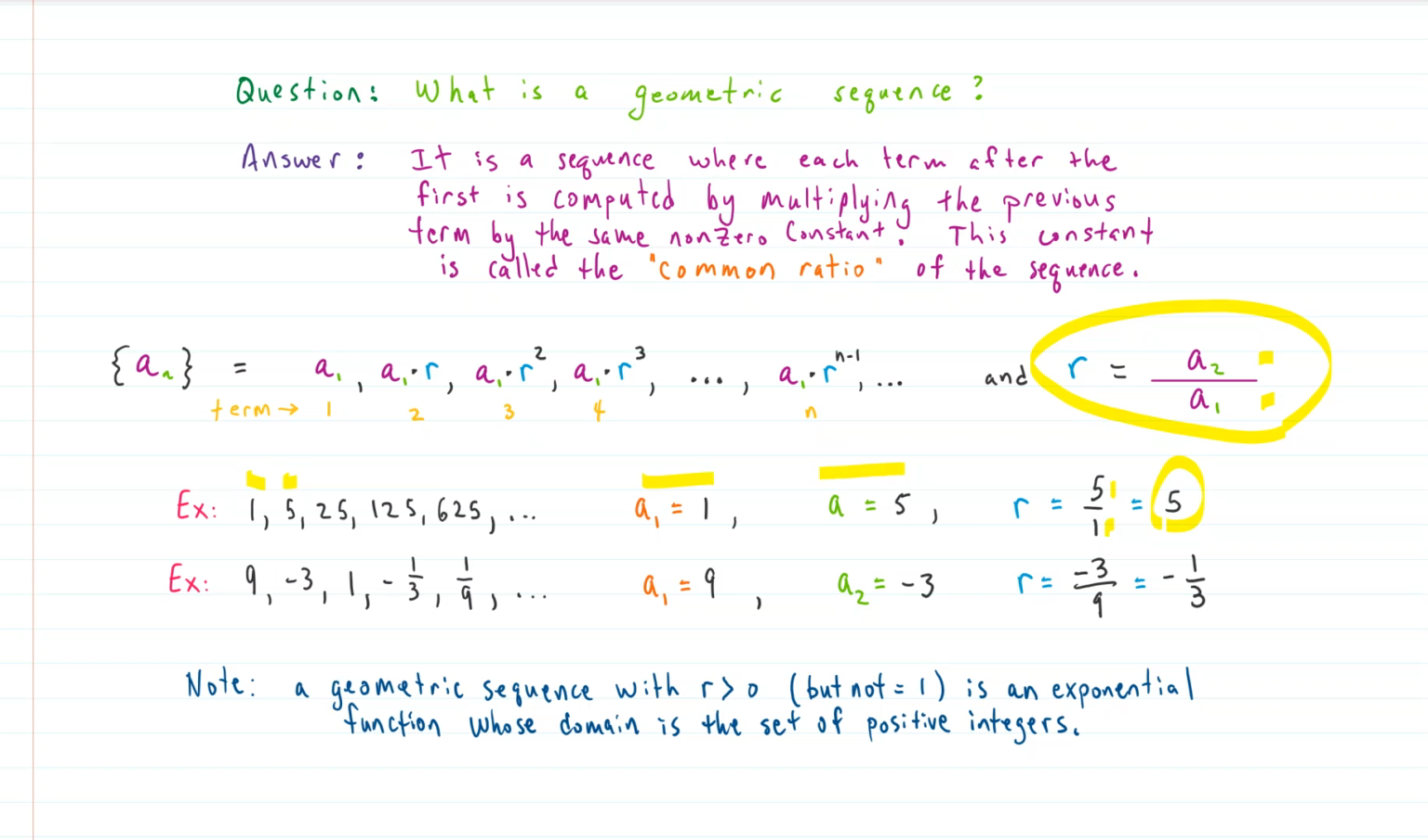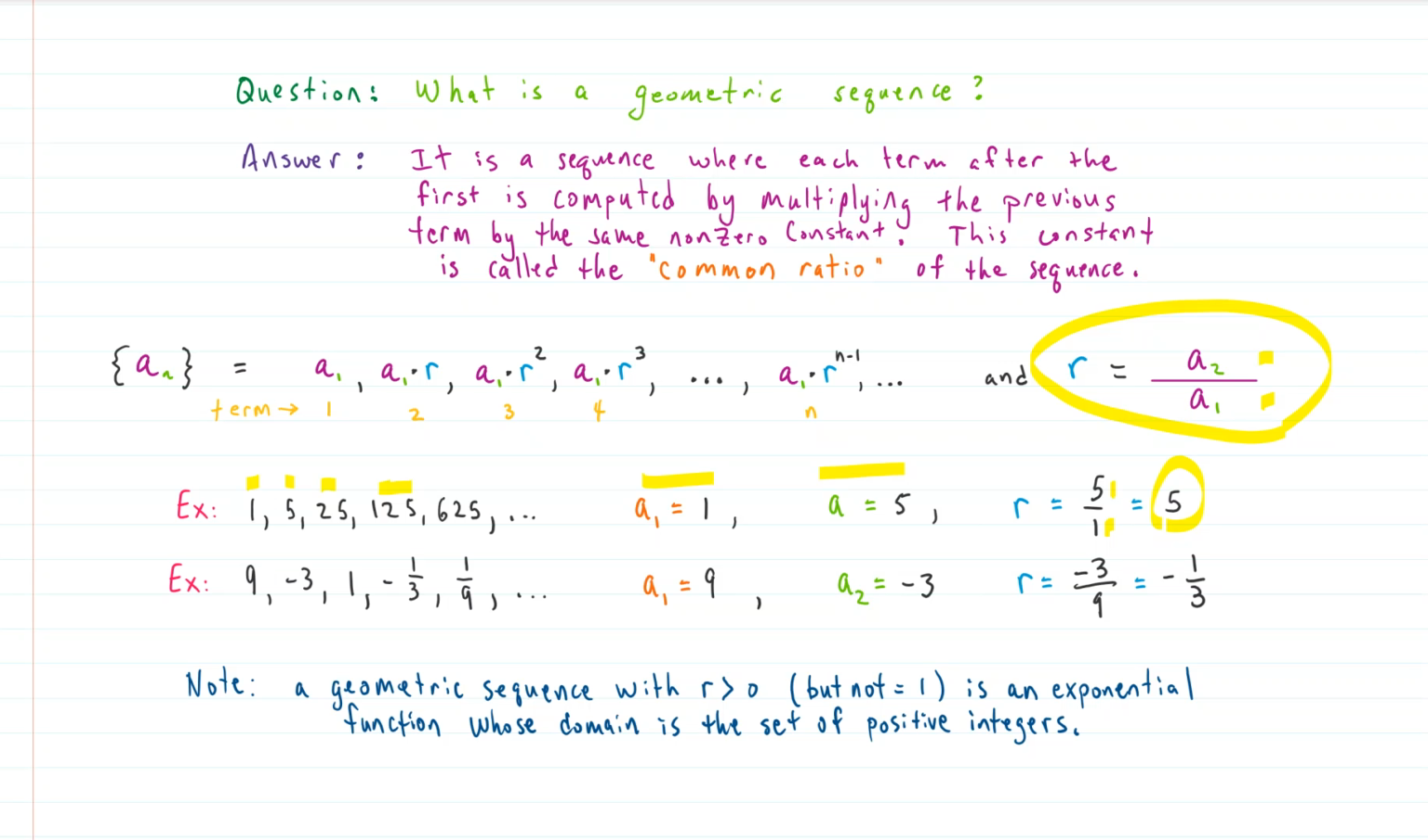So if you look at our sequence, we have the first term, which is 1. You multiply 1 by 5 and get 5. You multiply that term 5 by 5 and get 25. That's the third term. You multiply the third term, which is 25, by 5 and get 125. So each of these terms after the first is computed by taking the previous term multiplied by 5. And here we have a geometric sequence.